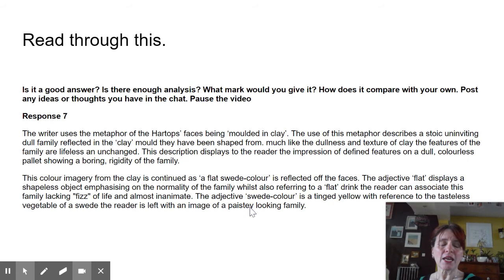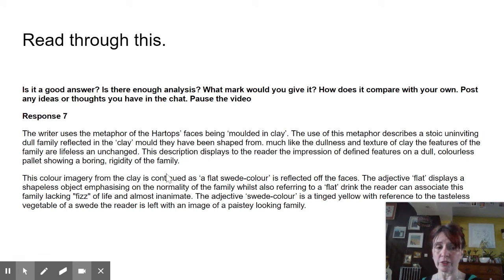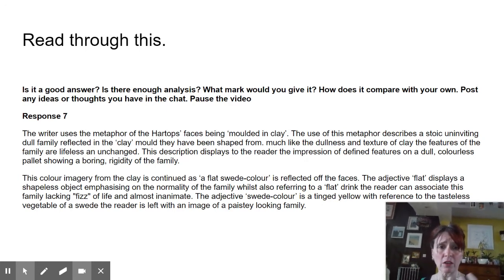So, maybe here they've said that it's a flat colour, it's a yellow colour. Maybe they could have, again, referred that back to the fact that the family are quite dull and lifeless. They've got this kind of quite dull, lifeless, unexciting colour that reflects their personalities. But anyway, a great answer. I thought it was good. I think in real life it got a 7. So yeah, it was a good answer. You all came up with some quite different things, but they were equally good, many of them.